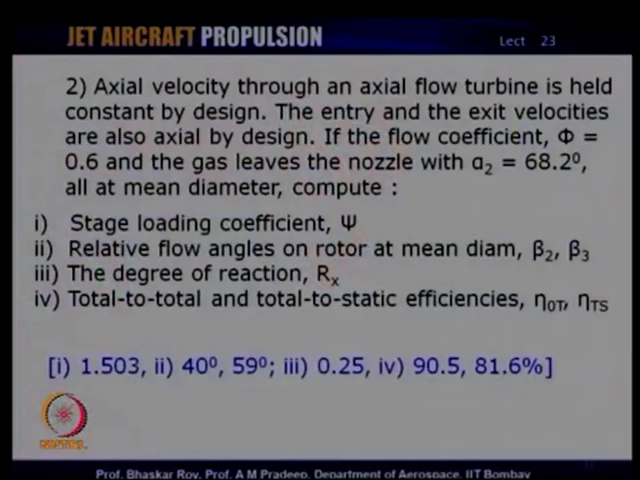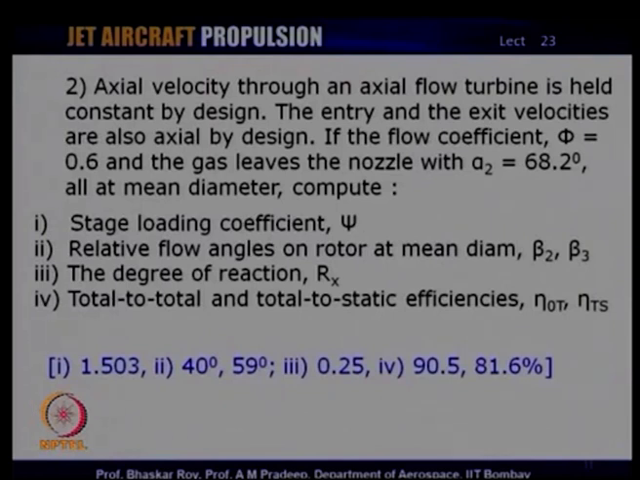Let us go on to the next problem, which corresponds now to not an impulse turbine. The axial velocity through the axial turbine is held constant by design. That means CA1 is equal to CA2 is equal to CA3, and the entry and exit velocities are also axial. That means CA1 is equal to C1, and CA3 is equal to C3. It is a simplified problem, and the flow coefficient, that is CA by U through the rotor, is 0.6.